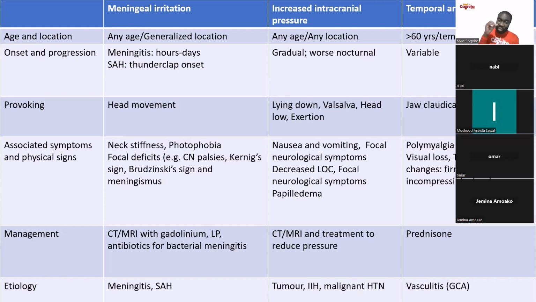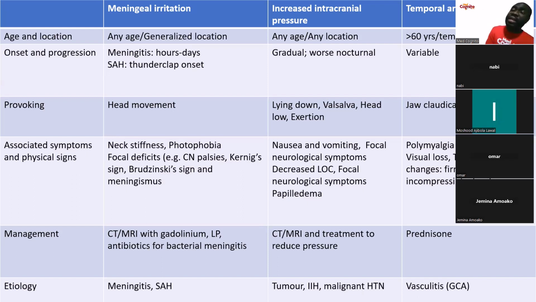You can also do a CT and MRI of the head and treatment to reduce pressure. So raised intracranial pressure, depending on what is causing it. If it's a tumor, that tumor may have to be dealt with either by surgery, or by any other means like radiation, if it's malignant and they can't take it out.